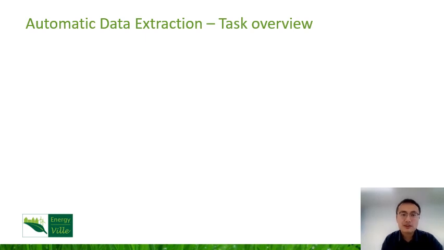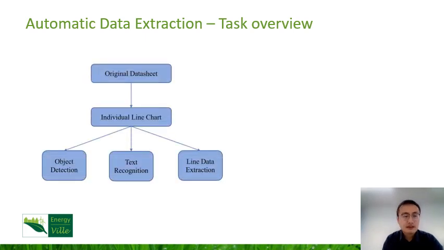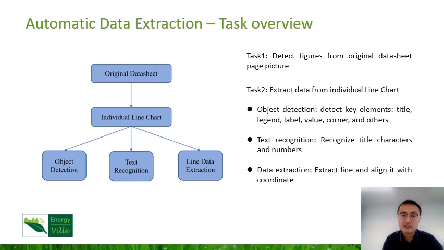To automatically do the data extraction from datasheets, there are two tasks to finish. Firstly, figures in the original datasheet should be detected and cut off. Secondly, dynamic information data should be extracted. More specifically, three steps are needed for task 2, which are object detection, text recognition, and line data extraction.